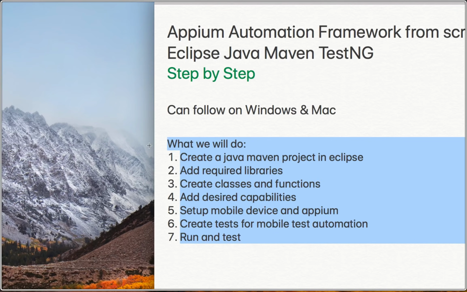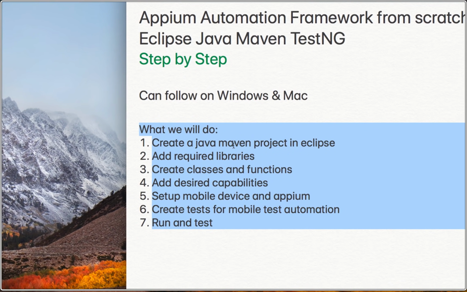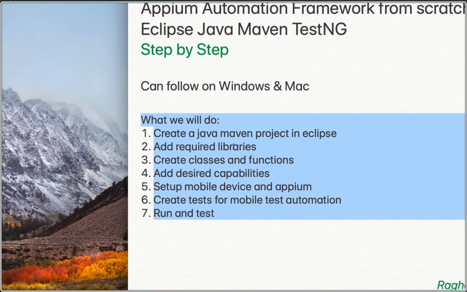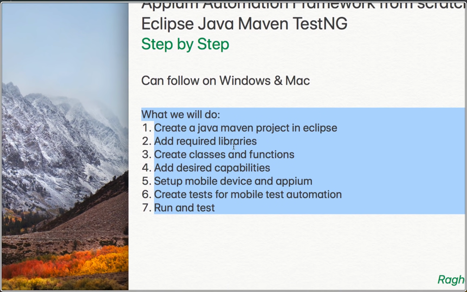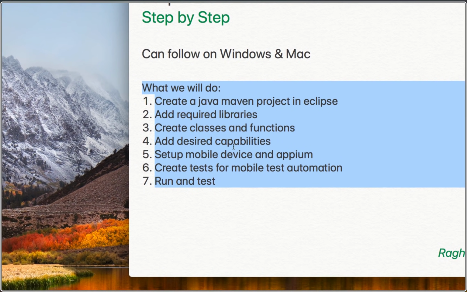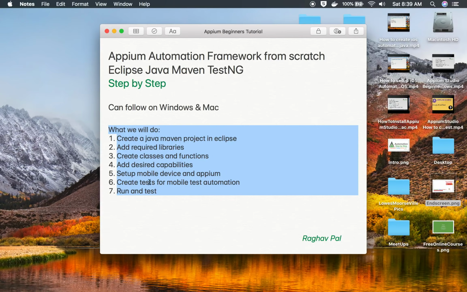So we are going to create a Java Maven project in Eclipse. We will add all the required dependencies. We will then create classes and functions, and we will add the desired capabilities. We will set up our mobile device and the Appium server, and then we will create our test and run our test. So this is what we are going to do.